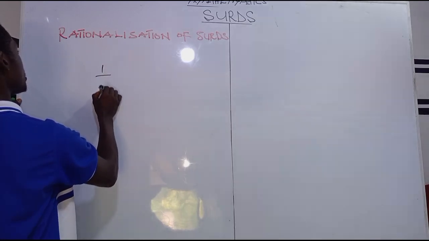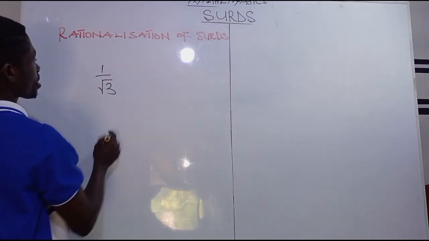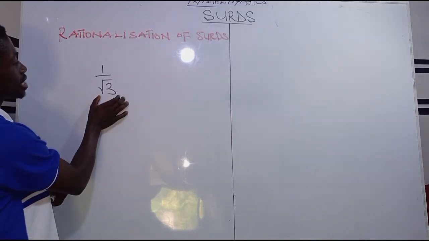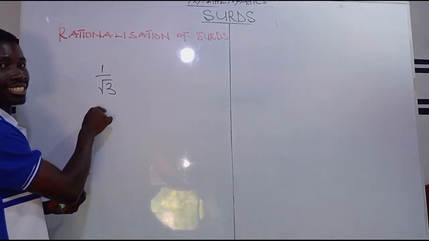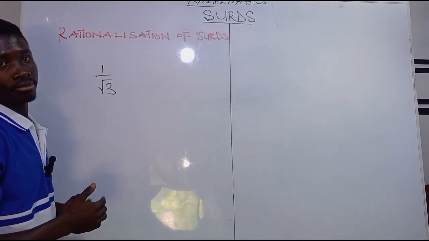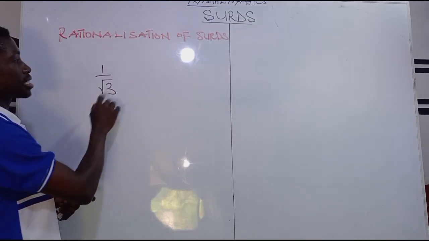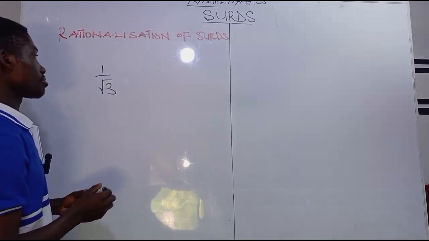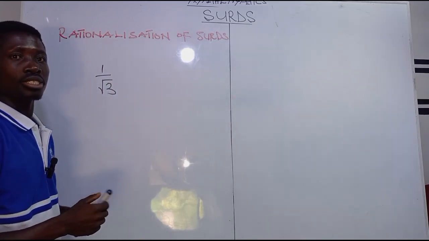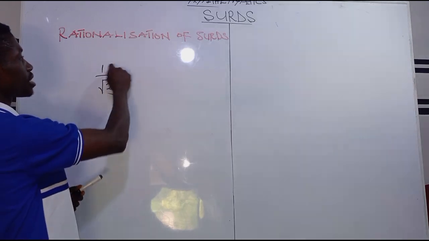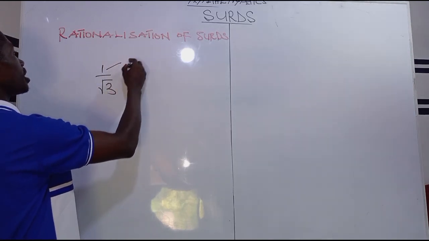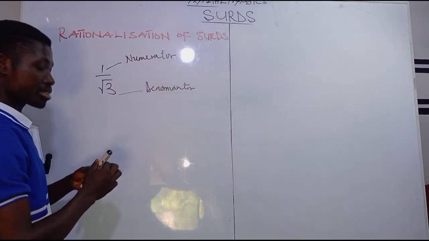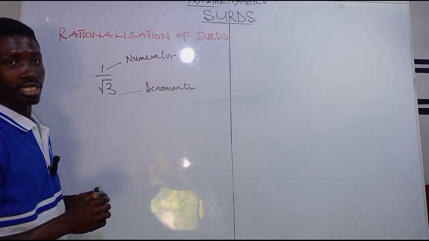Now, what this means is that when we have 1 over, let's say, root of 3, this is a fractional set. Our intention is to make the denominator, which is a set, a whole number. And when we do that, then we say that we have rationalized this fractional set. So in doing so, we are going to multiply both the numerator, this is the numerator, by the denominator of the fractional set.